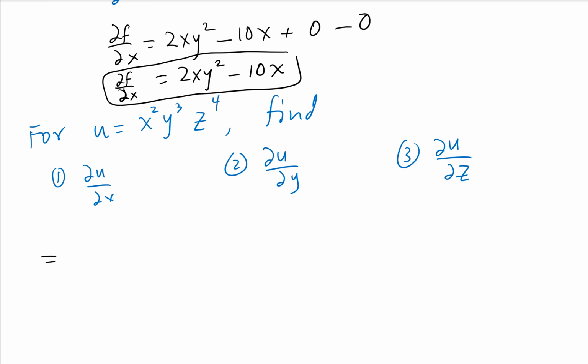Partial u, partial x. So find the derivative of this with respect to x. Means any other variables, you look at them as numbers, as constants. So all you have to do is find the derivative of x squared, which is 2x, and keep the rest, the other variables, the same.